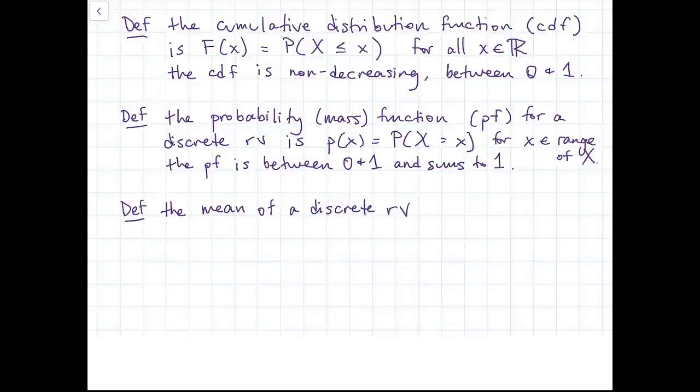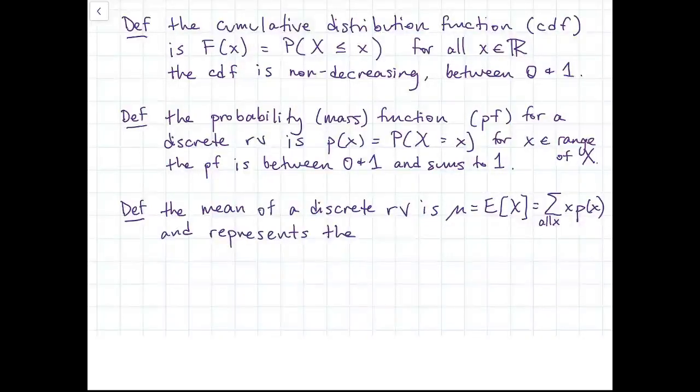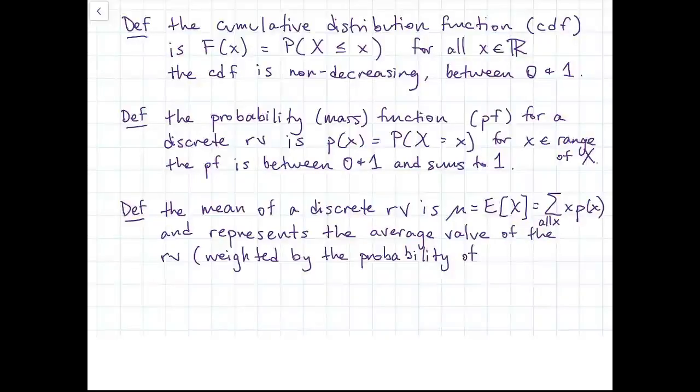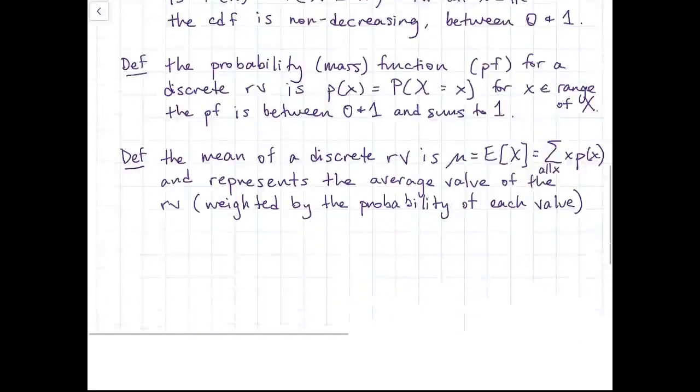Then we have the mean of a distribution. For a discrete random variable, we call the mean mu, or E of X, and it's just the sum over all possible values of x times p of x. Essentially, it's like the average value of the random variable. It's a weighted average where the weights are the probabilities of taking each value.